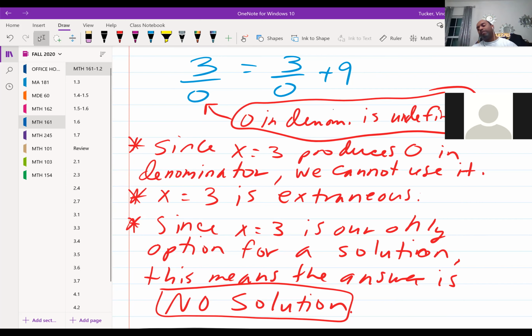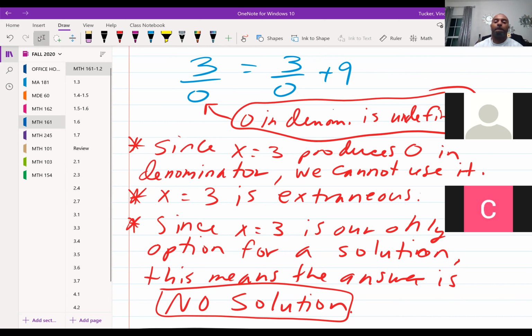So in other words, what I mean by that, let's say if we solved this and we came down to 2 solutions. Let's say if we had x equal to 5 and x equal to 3, we know 3 doesn't work. So that means our solution would just be x equal to 5. In this case, we didn't have another option. We just know that 3 does not work. So that means the answer is no solution.